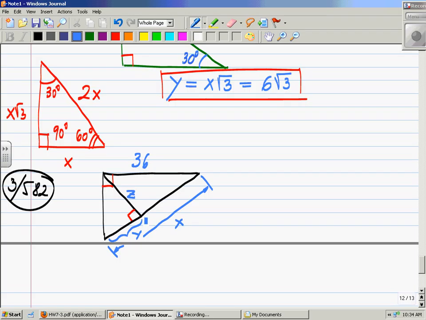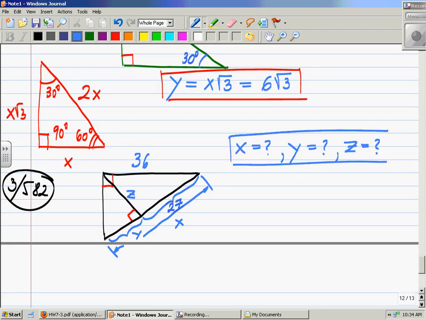Also, they're telling me that this side is 27. And I have to find x, y, and z. X equals what? Y equals what? Z equals what? Well, looking at the problem here, which one can we find right away by applying the Pythagorean Theorem? Which one is definitely z, right?